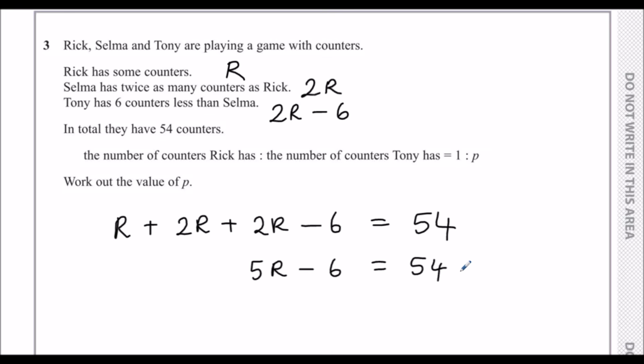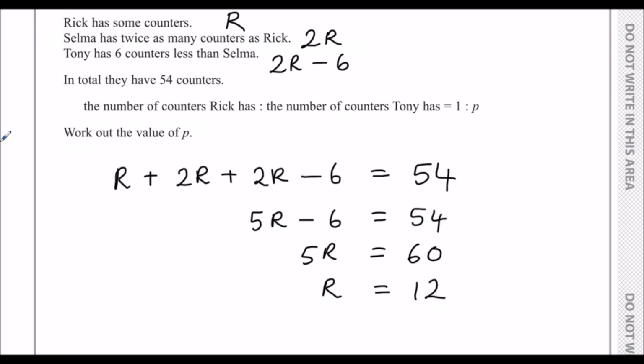I'm going to solve the equation, so plus 6 to both sides. 5R equals 60. Divide both sides by 5. R is equal to 12. So Rick has 12. Selma is 2R. 2 times 12 is 24. And Tony has 6 less than Selma. 24 take away 6 is 18.